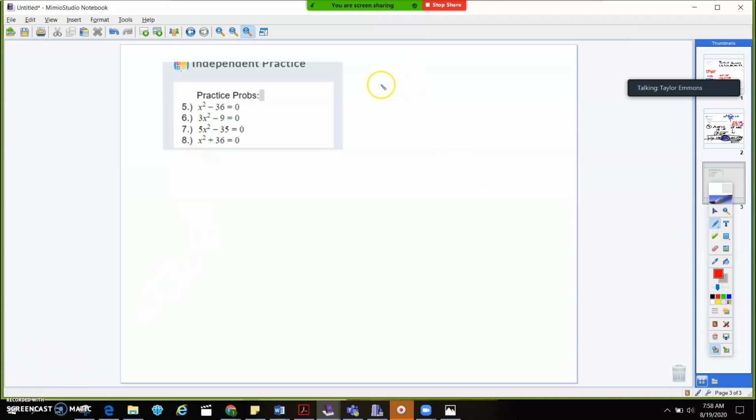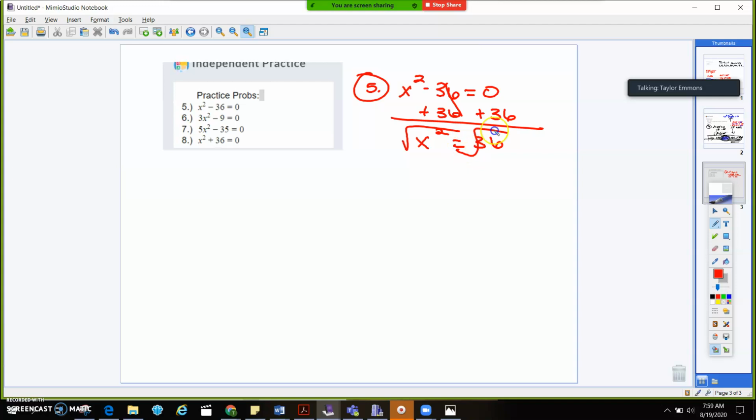All right, so on number 5, you're going to notice that you're able to solve by square roots because this is a perfect square right here. So you're going to add 36 to both sides. You're also going to notice that you can solve by square roots because you don't have a b term. And then you're going to take the square root of both sides, which is going to give you positive and negative 6. Hopefully you got that right. If you did not, make sure that you check back on those first couple of problems that we worked through.